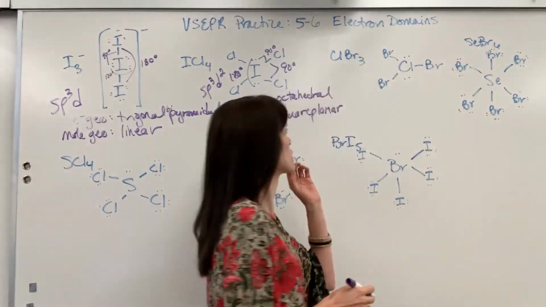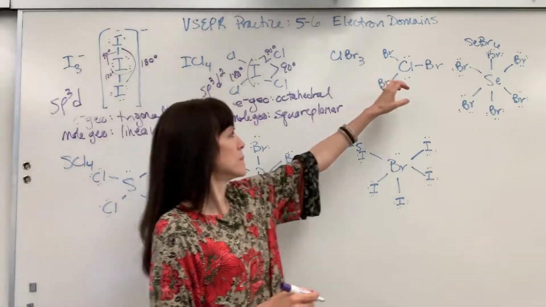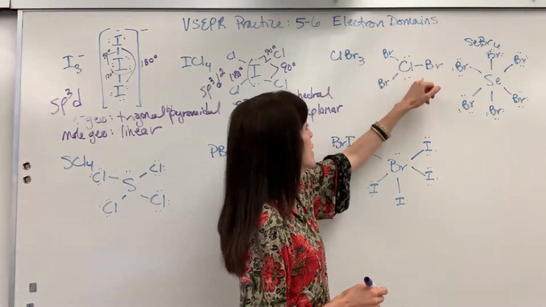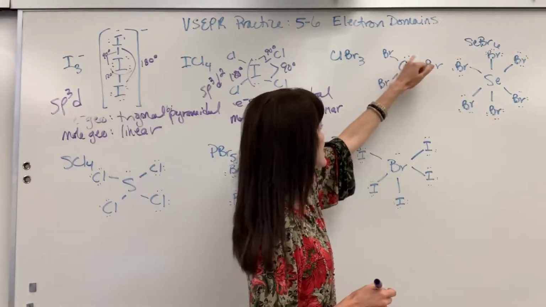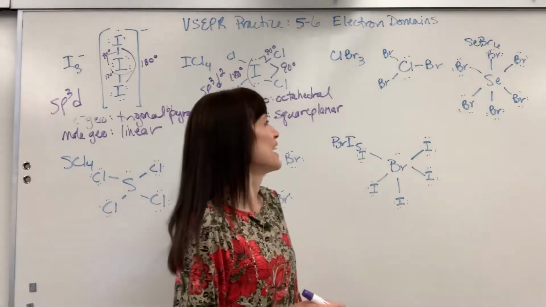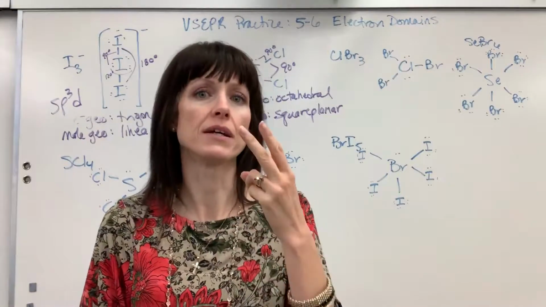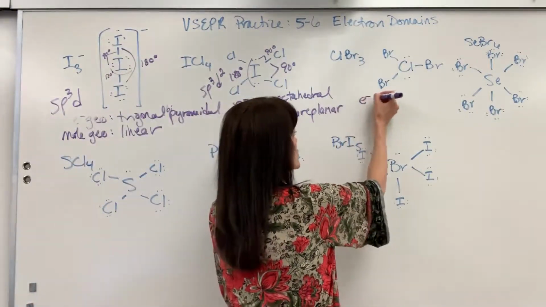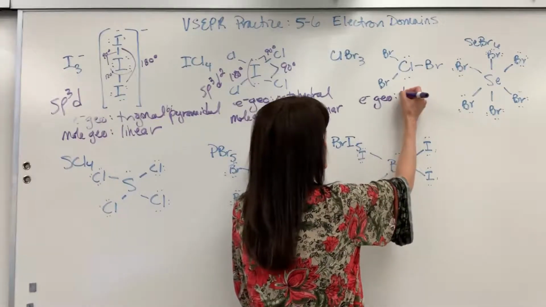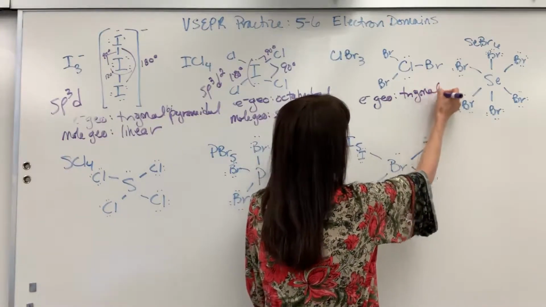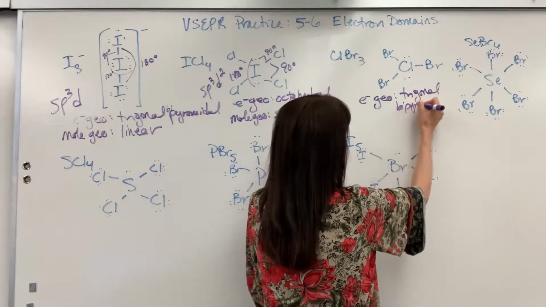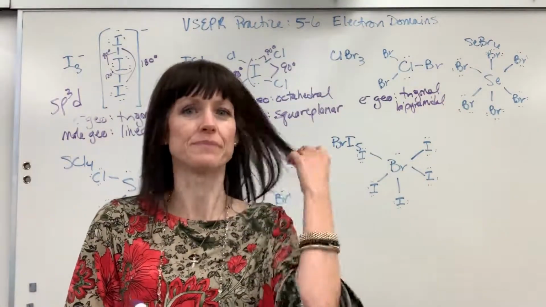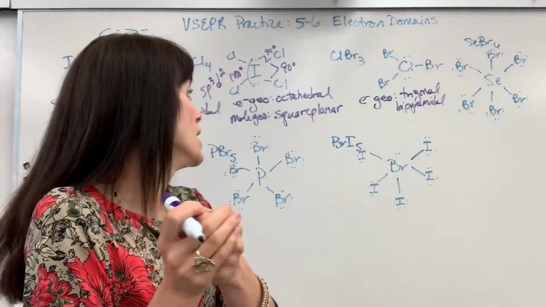Okay, we've got chlorine tribromide. So count electron domains: 1, 2, 3, 4, 5. There we go. So we've got 3 bonds and 2 lone pairs, 5 electron domains. The electron geometry is going to be trigonal bipyramidal.